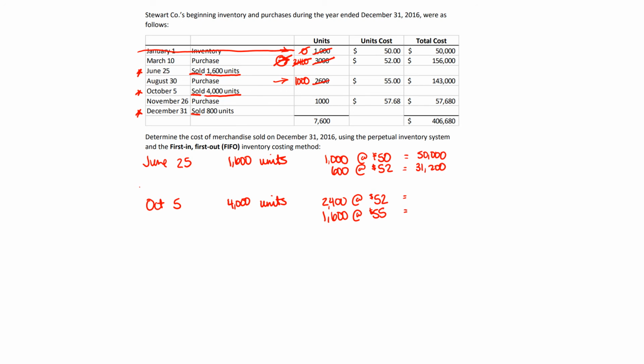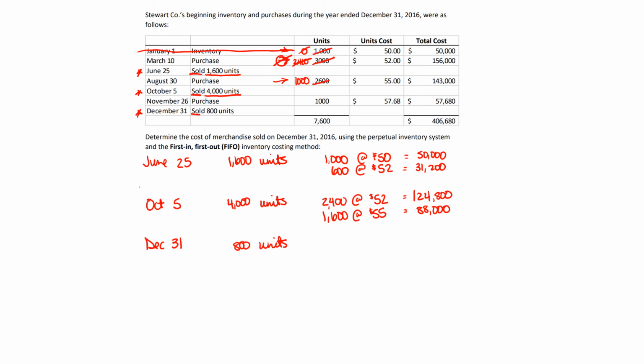We multiply this out to get our totals here. 2,400 times 52 is 124,800. 1,600 times 55 is 88,000. The final sale of the year was December 31st. There were 800 units sold.